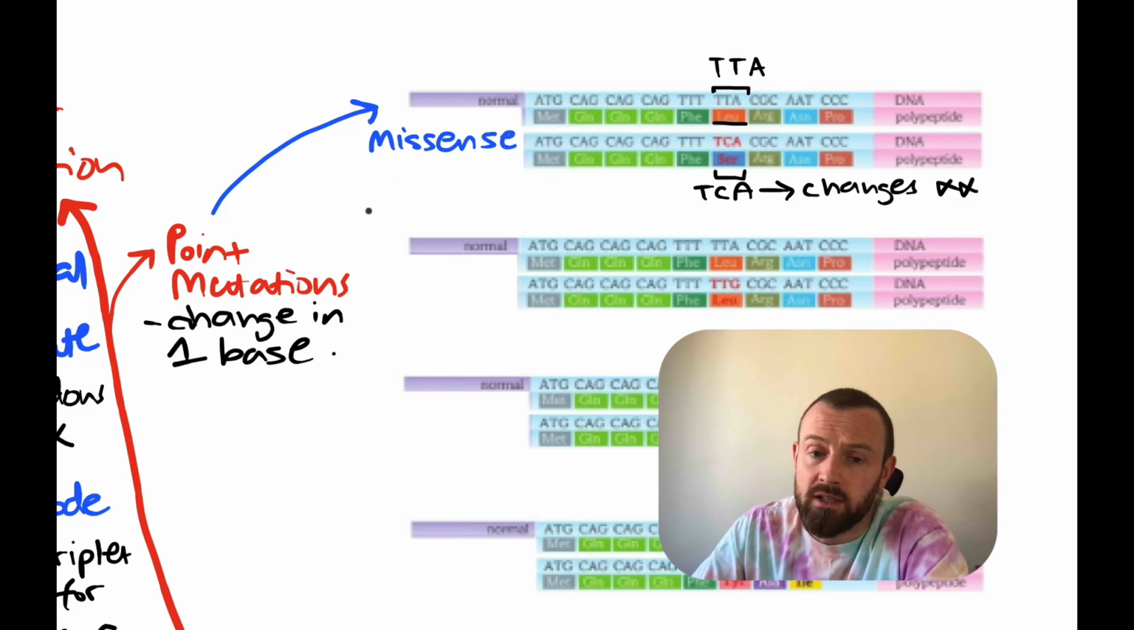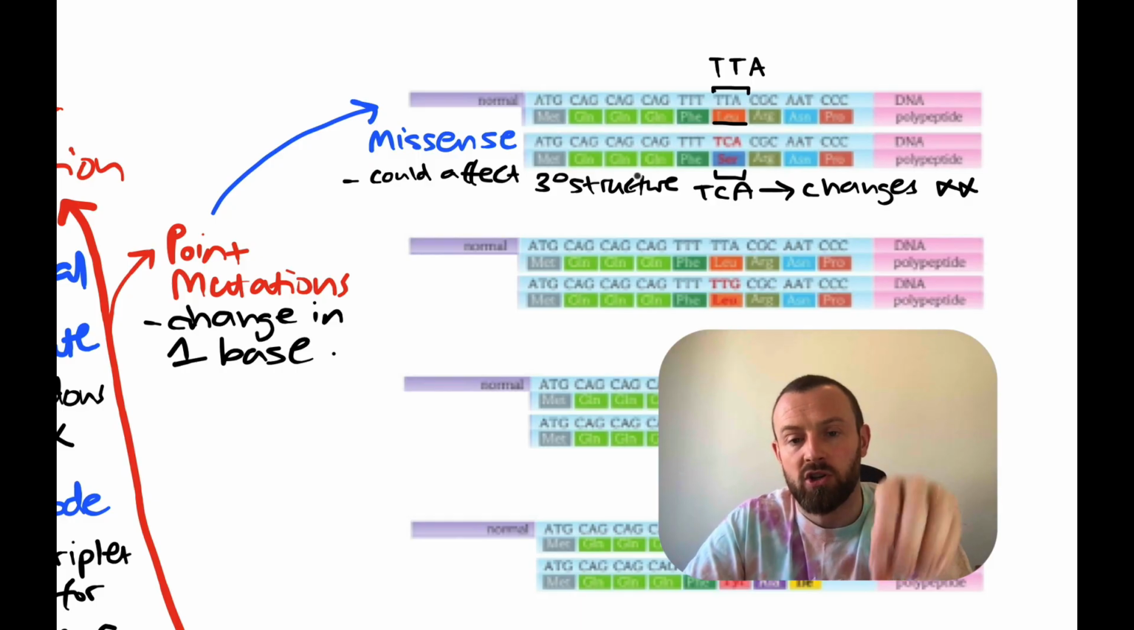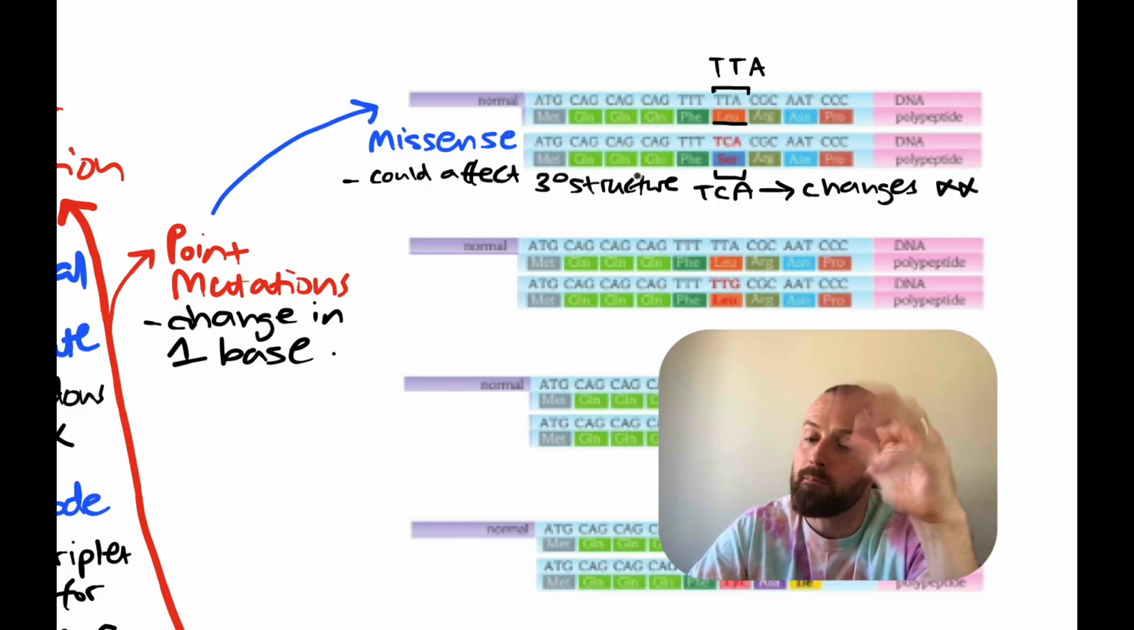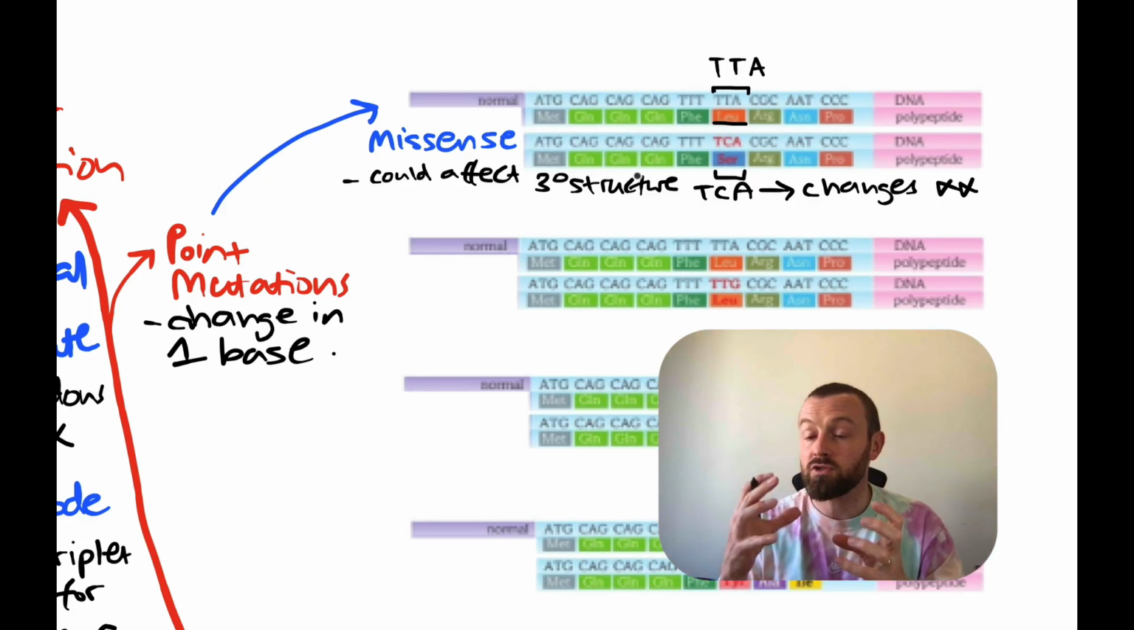Now this could affect the protein structure. It doesn't have to. The tertiary structure. It will definitely affect the primary structure. So it changes the amino acid, changes the primary structure, and then that may mean that the protein doesn't fold correctly, which may mean that the tertiary structure is messed up, and the protein doesn't work.